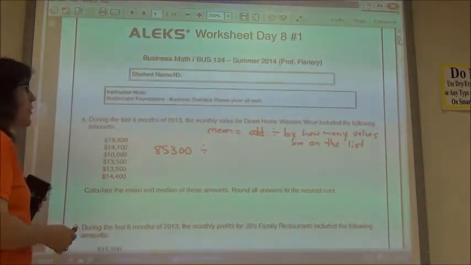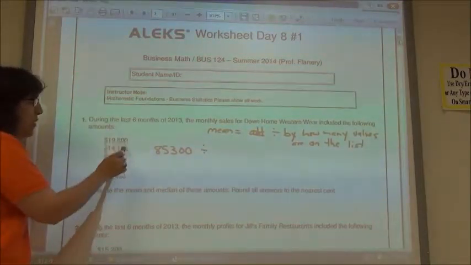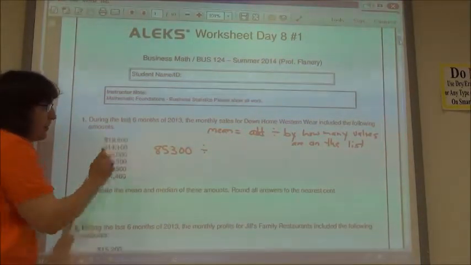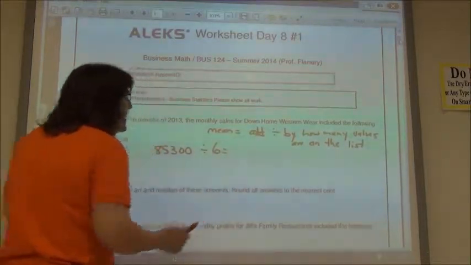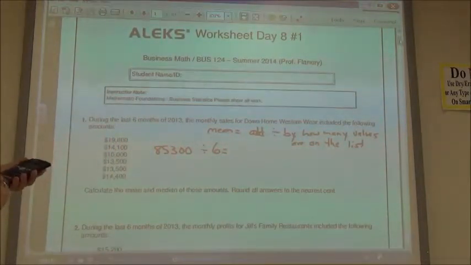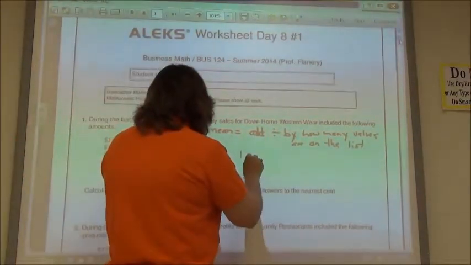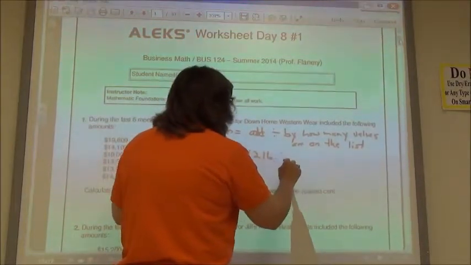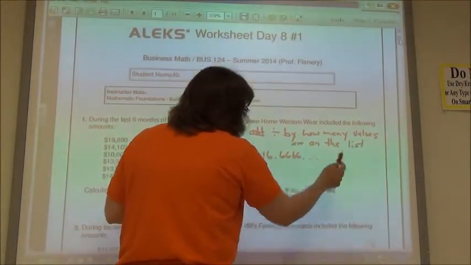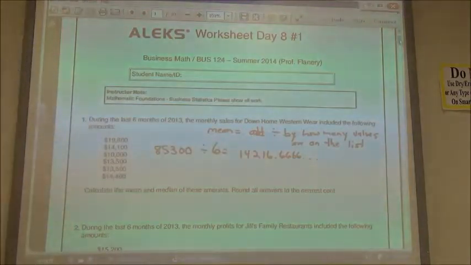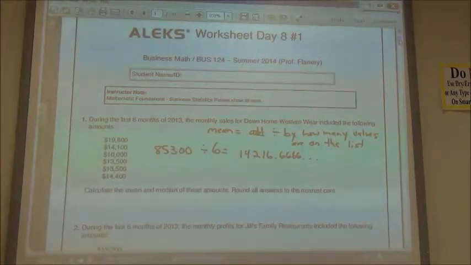divide that total number by how many items are on the list. There are 1, 2, 3, 4, 5, 6, right? 6 months. So I'm going to divide that by 6. I get 14,216.6666666 on my calculator. Actually, the calculator rounds the last digit to a 7, but it's really 6 repeating.